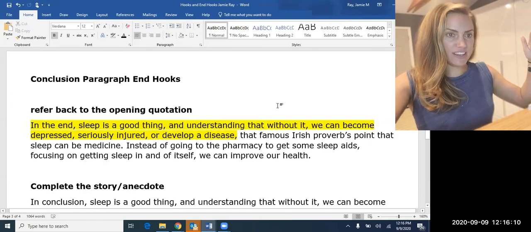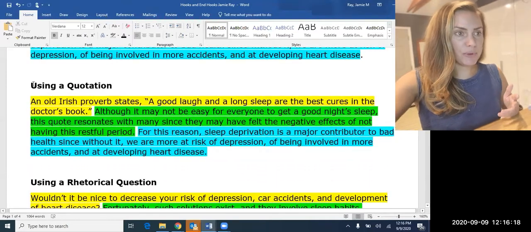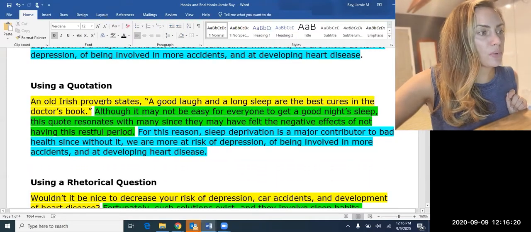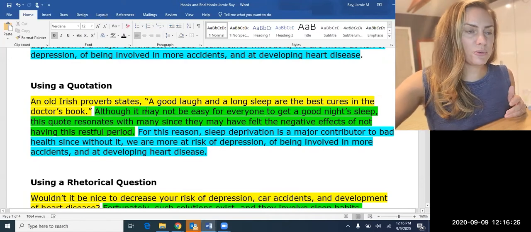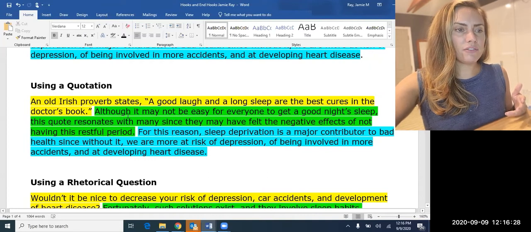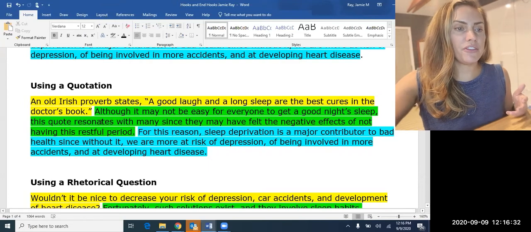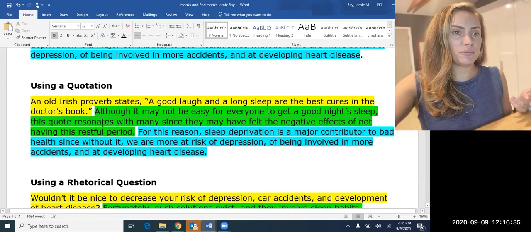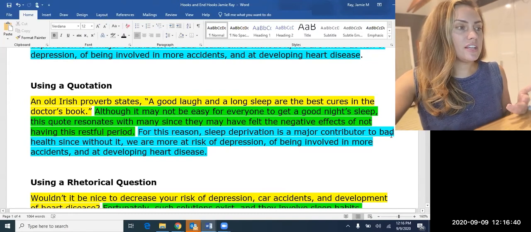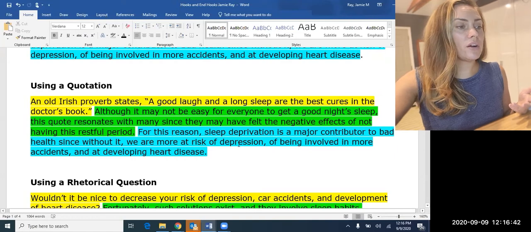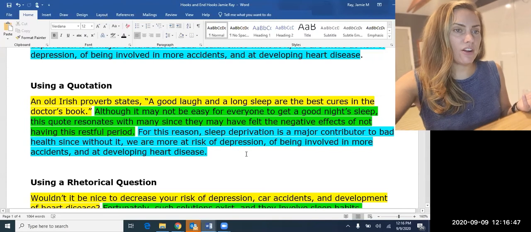So going back to the intro, let's look at this example introduction. An old Irish proverb states, "A good laugh and a long sleep are the best cures in the doctor's book." Although it may not be easy for everyone to get a good night's sleep, this quote resonates with many since they may have felt the negative effects of not having this restful period. For this reason, sleep deprivation is a major contributor to bad health, since without it, we are more at risk of depression, of being involved in more accidents, and of developing heart disease.